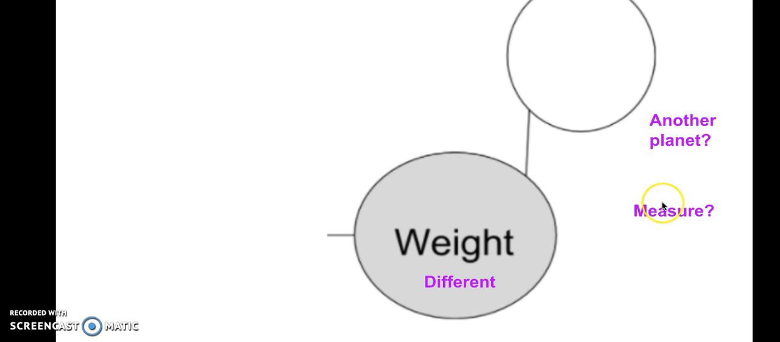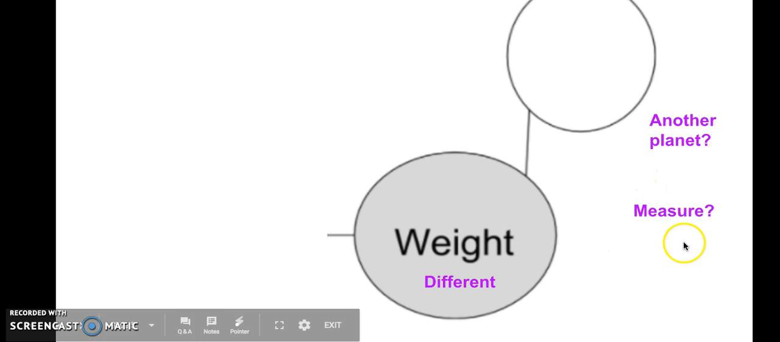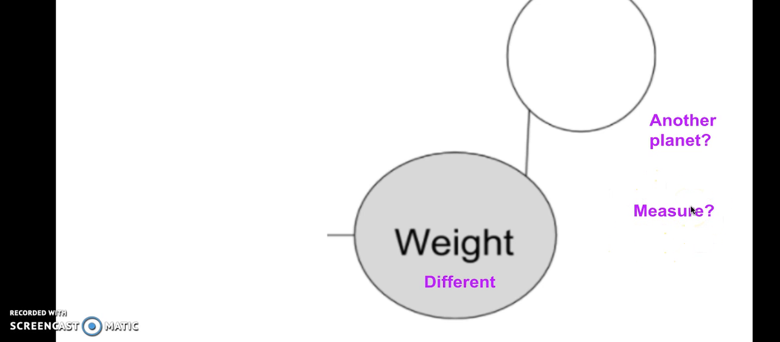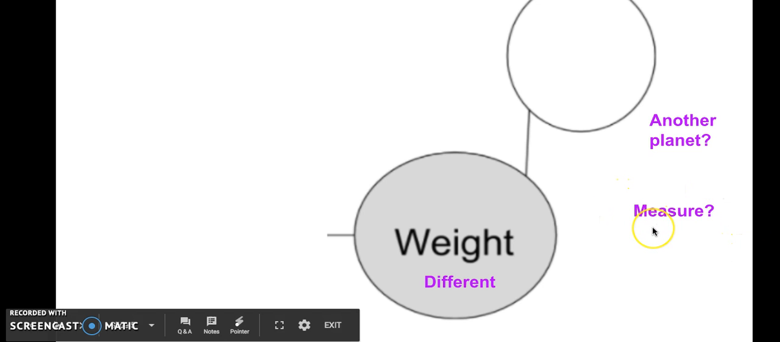Okay, students, next, you're going to think about what does weight measure? Again, you can find this on your dictionary pages. You're going to make a new bubble and simply write what weight measures. Press pause, press play when you're ready to go on.